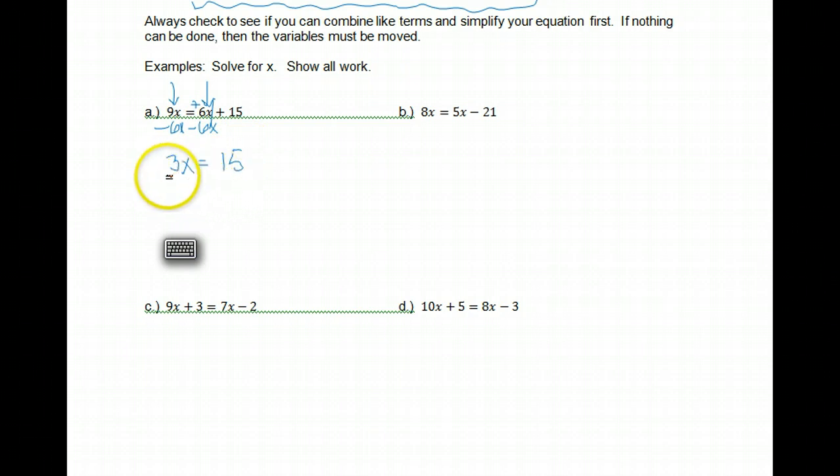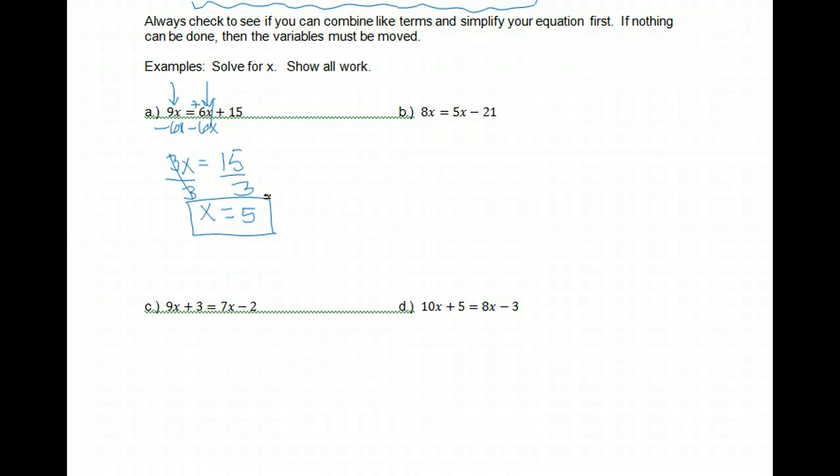To undo multiplication, we will divide. So we'll divide both sides by 3 to further isolate our x. 15 divided by 3 is 5. And you have now solved an equation that had a variable on both sides.